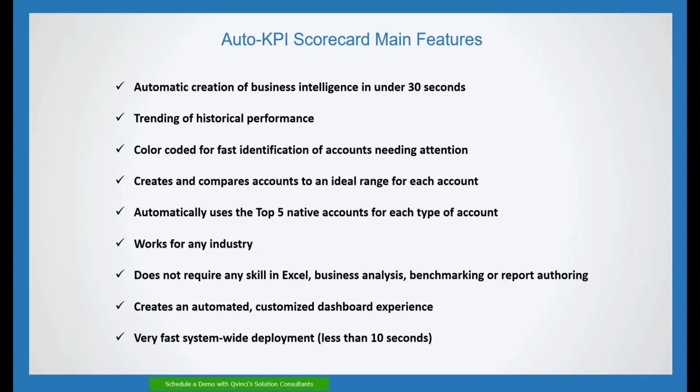It color codes accounts for fast identification of those accounts that need attention. How am I doing? Where am I going? Am I on target? It creates and compares accounts to an ideal range for each account. Oh, wait a minute. Ideal range? How do you establish an ideal range? I don't even know what they ought to be.